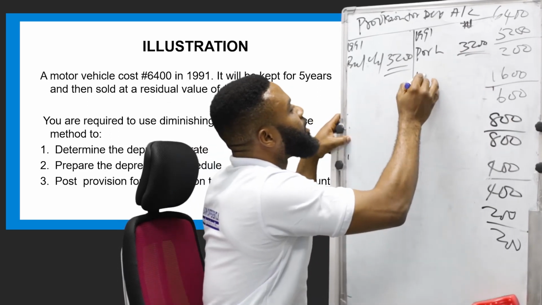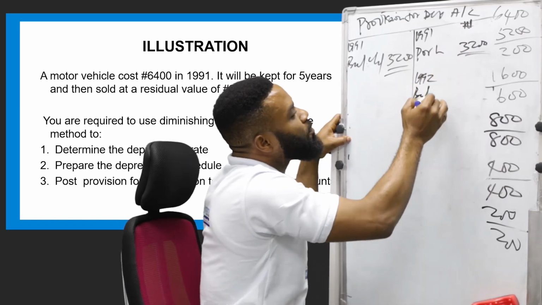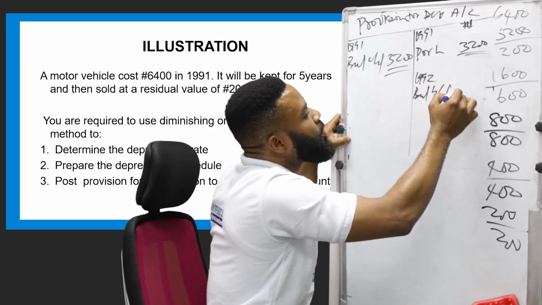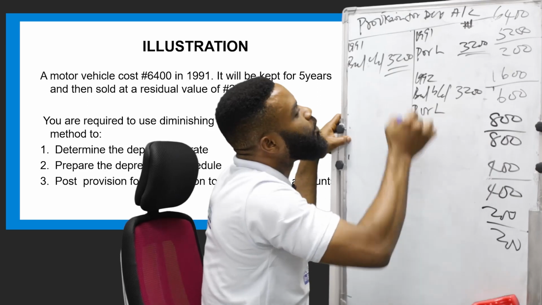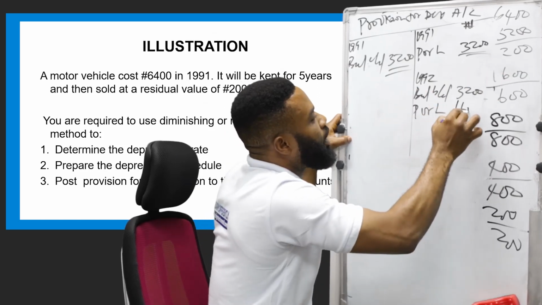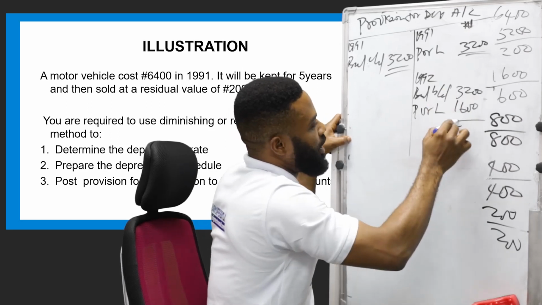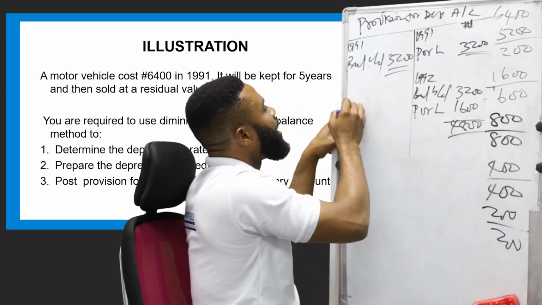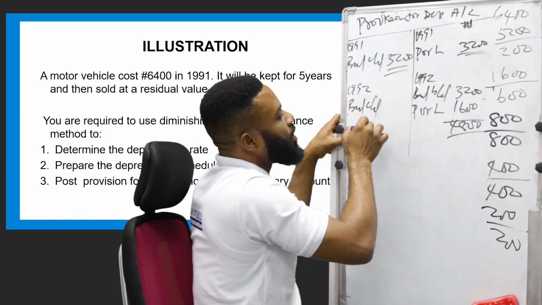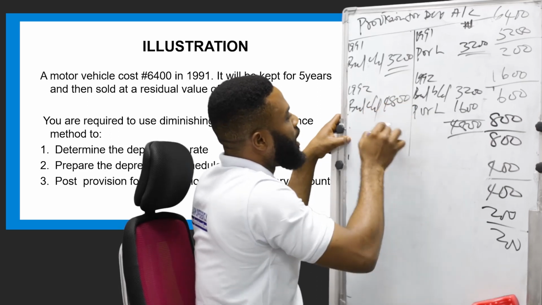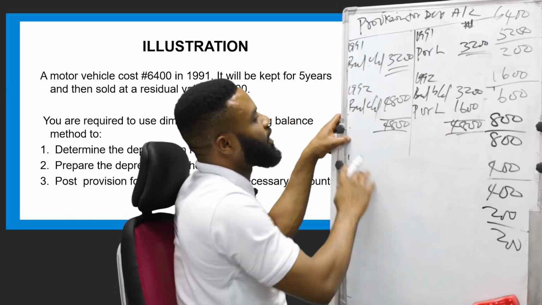And then for 1992 it is going to be this value. You are going to have balance brought down, the balance of the previous year, which is 3,200, plus the depreciation of the current year, which is 1,600. And then when you add them, you have 4,800. And then you come here, you write your 1992, your balance carried down is what? 4,800. And then you have your 4,800 here. You have completed the one for 1992.